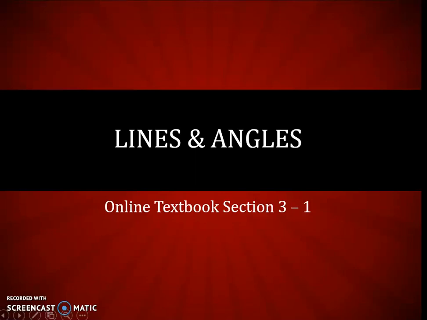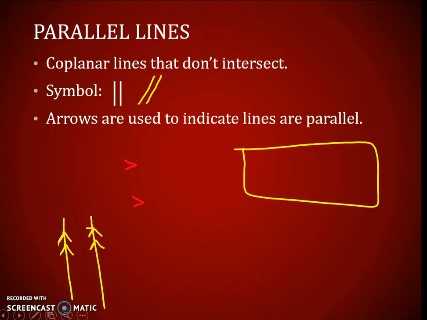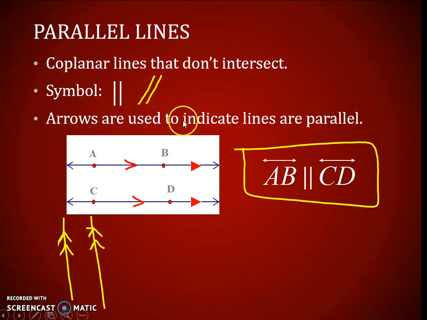We're learning about lines and angles, Unit 3. Parallel lines are coplanar lines that don't intersect. The symbol is these two lines. Those are called parallel lines. You can just slant it and draw like that. Those are parallel lines. Arrows are used to indicate lines are parallel.